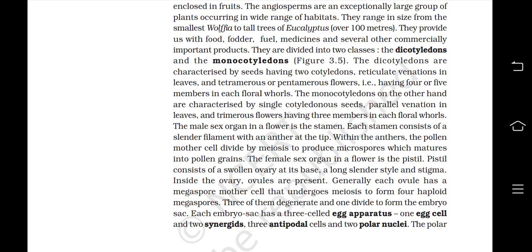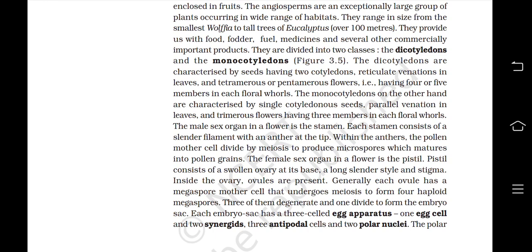The male sex organ in a flower is the stamen. Each stamen consists of a slender filament with an anther at the tip. Within the anthers, the pollen mother cells divide by meiosis to produce microspores, which mature into pollen grains. The female sex organ in a flower is the pistil. Pistil consists of a swollen ovary at its base, a long slender style and stigma. Inside the ovary, ovules are present.